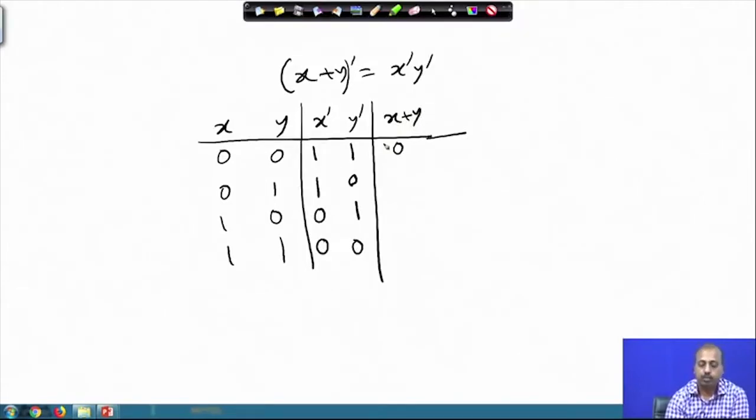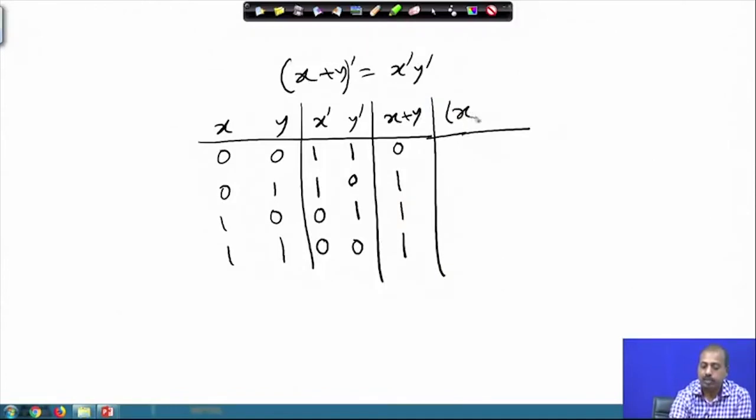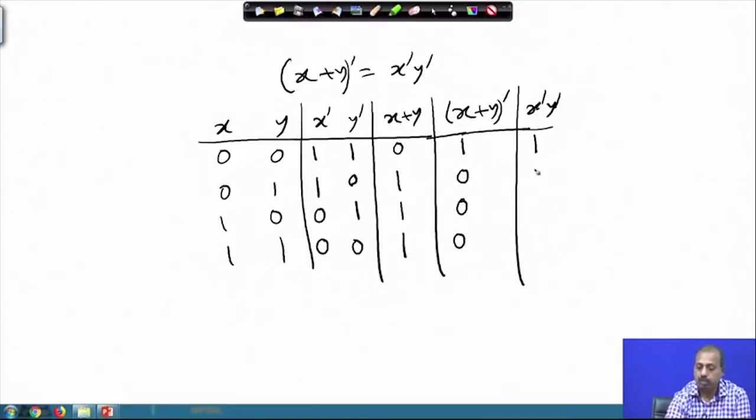It is the OR of the first two columns, so this is 0 0 1 1 1. Next I can write down x plus y bar, which is the complement of this, so it is 1 0 0 0. And what is x bar y bar? It is the AND of these two columns, so this is 1 0 0 0.